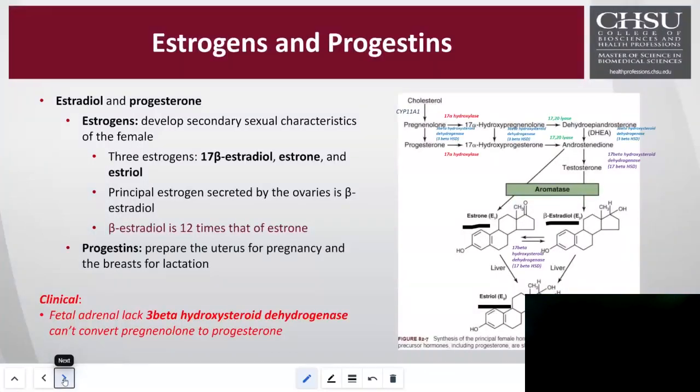So over here, I went over this briefly already. Just make sure you're aware that there is an enzyme called aromatase that converts testosterone to estrogen. It also converts androstenedione to E1, and then E1 can become E2. So oftentimes in patients with PCOS, there is a change to the aromatase activity.